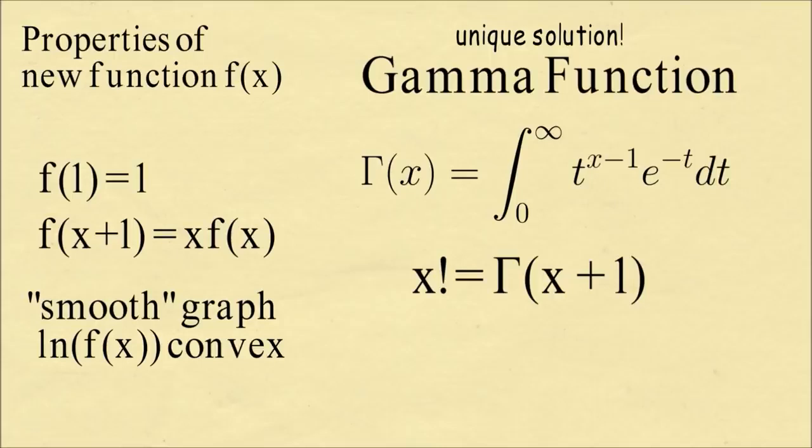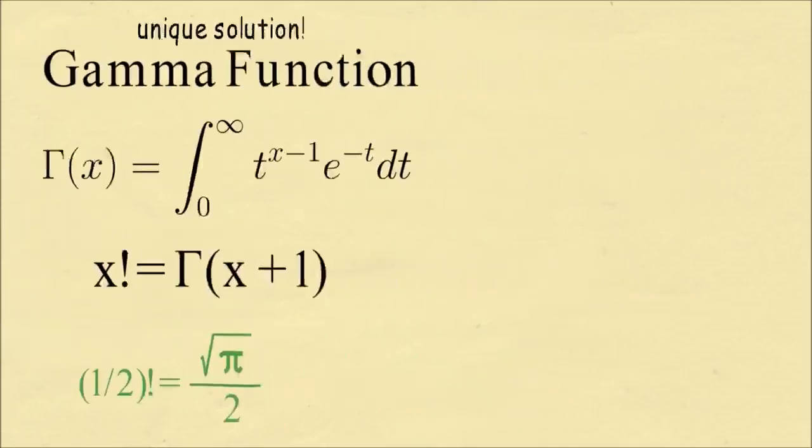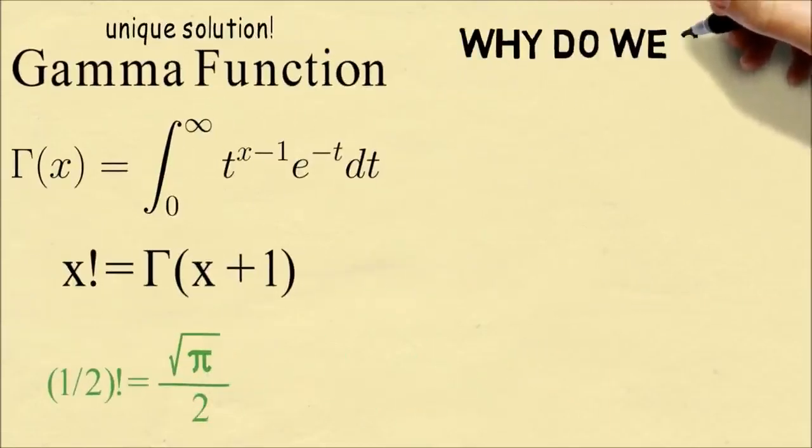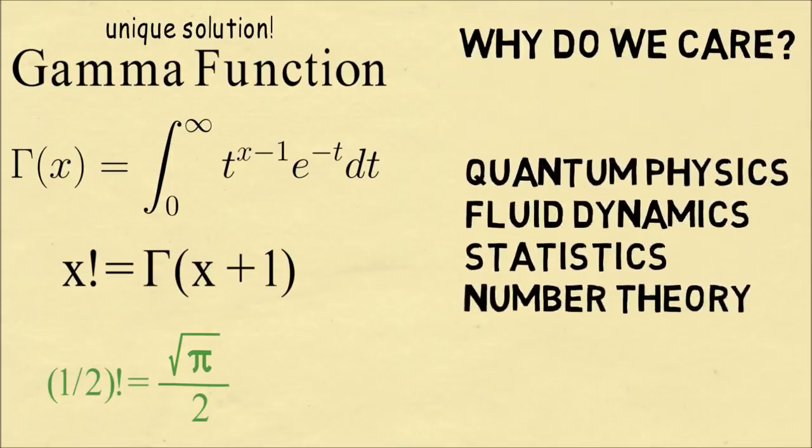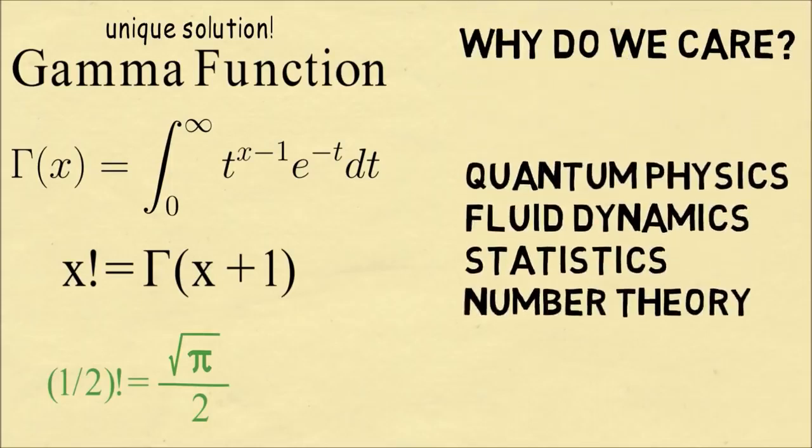So since x factorial is defined this way, we can then evaluate the gamma function to find out that 1/2 factorial is equal to square root of pi over 2. So why do we care about the gamma function? Well, this type of integral actually comes up in many applications like quantum physics, fluid dynamics, statistics, and even number theory. So there's a really important reason that we want to extend the factorial function, and our calculators can actually evaluate it. I hope you like this video.